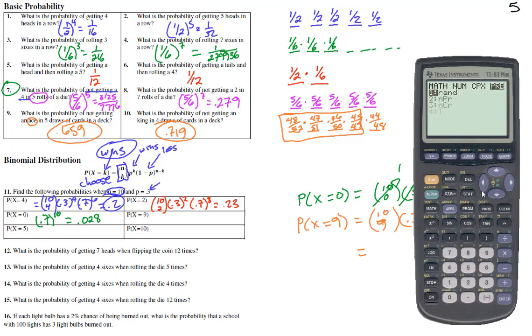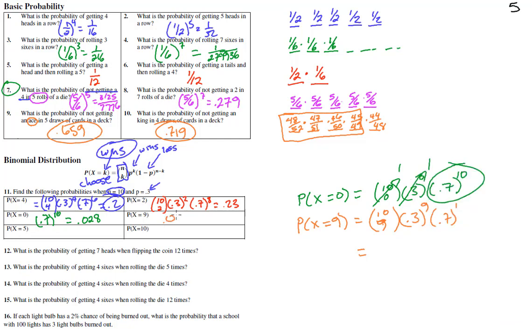10 choose 9, and that is 10. Yeah, there's only 10 different ways we can do that, times 0.3 to the 9th and times 0.7 to the 1st. And we get, ooh, that is so tiny. This is scientific notation, and this ends up being 0.00014. That guy has a pretty slim chance of winning 9 games right there.